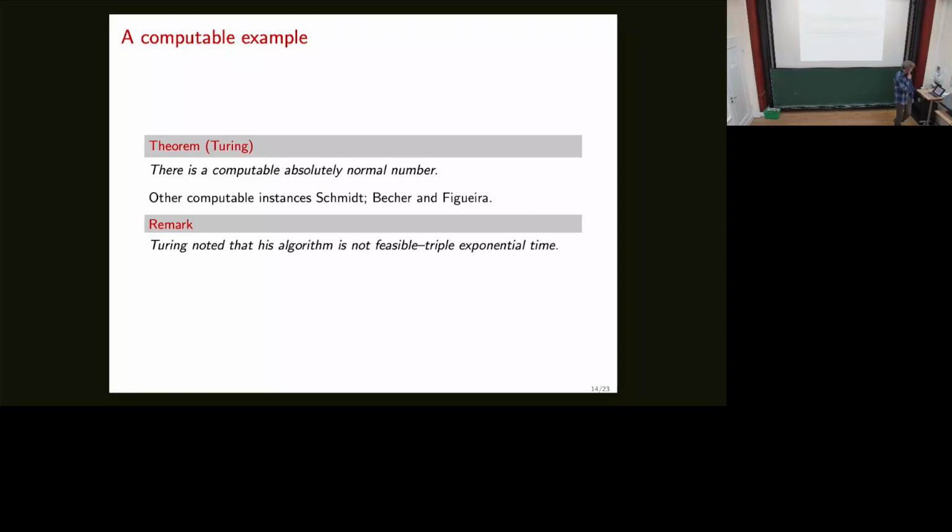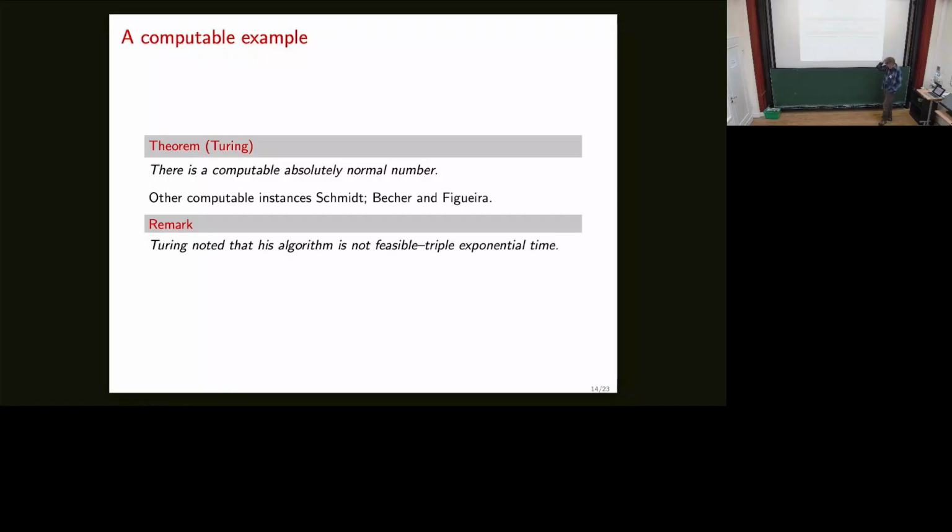Then Turing showed that there's a computable absolutely normal number. That was in the 30s. And I think this is remarkably prescient. He gave an algorithm to compute the digits of an absolutely normal number, but he remarked in the margins that nobody's ever going to run this algorithm. It's going to be too slow. There's a sort of triple exponential time look ahead, as to what's going to happen before you can decide what your digit is going to be. So it's a quite slowly running algorithm.